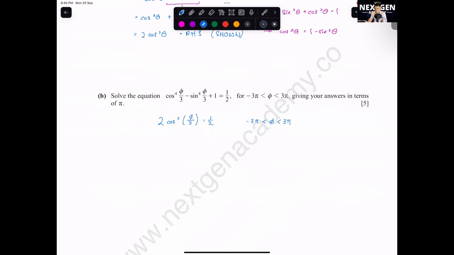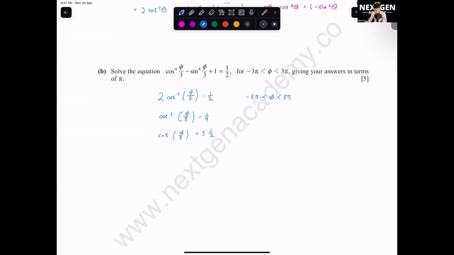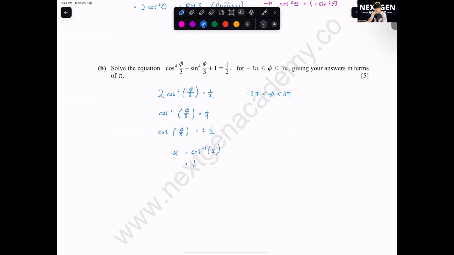Okay, so I hope that you all know how to do this already. So cos squared of 5x over 3 is equal to 1 over 4. Cos of 5x over 3 is equal to plus minus 1 over 2. Okay, to find my alpha, you don't put the plus minus first. You just put 1 over 2, which is equal to 1 over 3 pi. Okay, this one needs to be in radian mode.